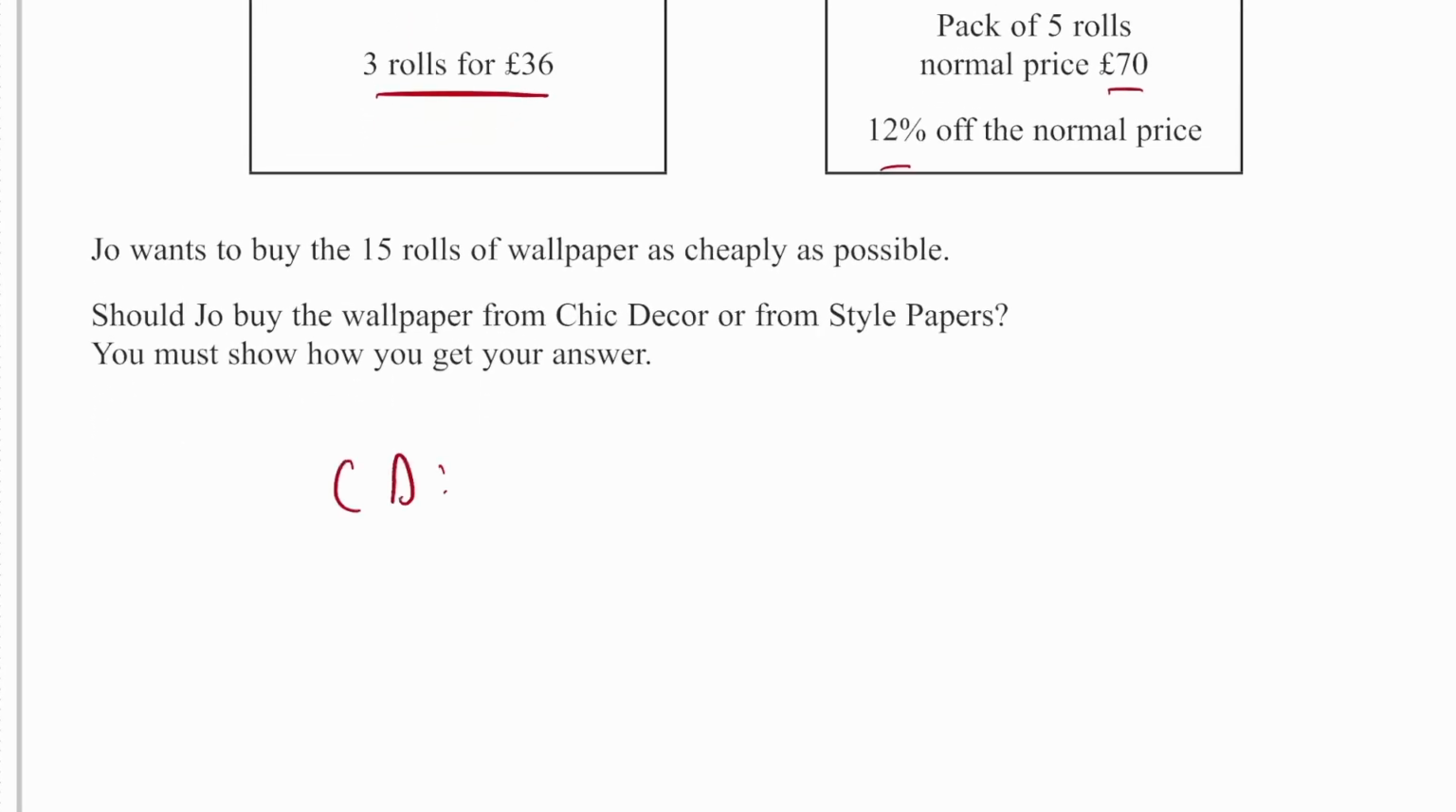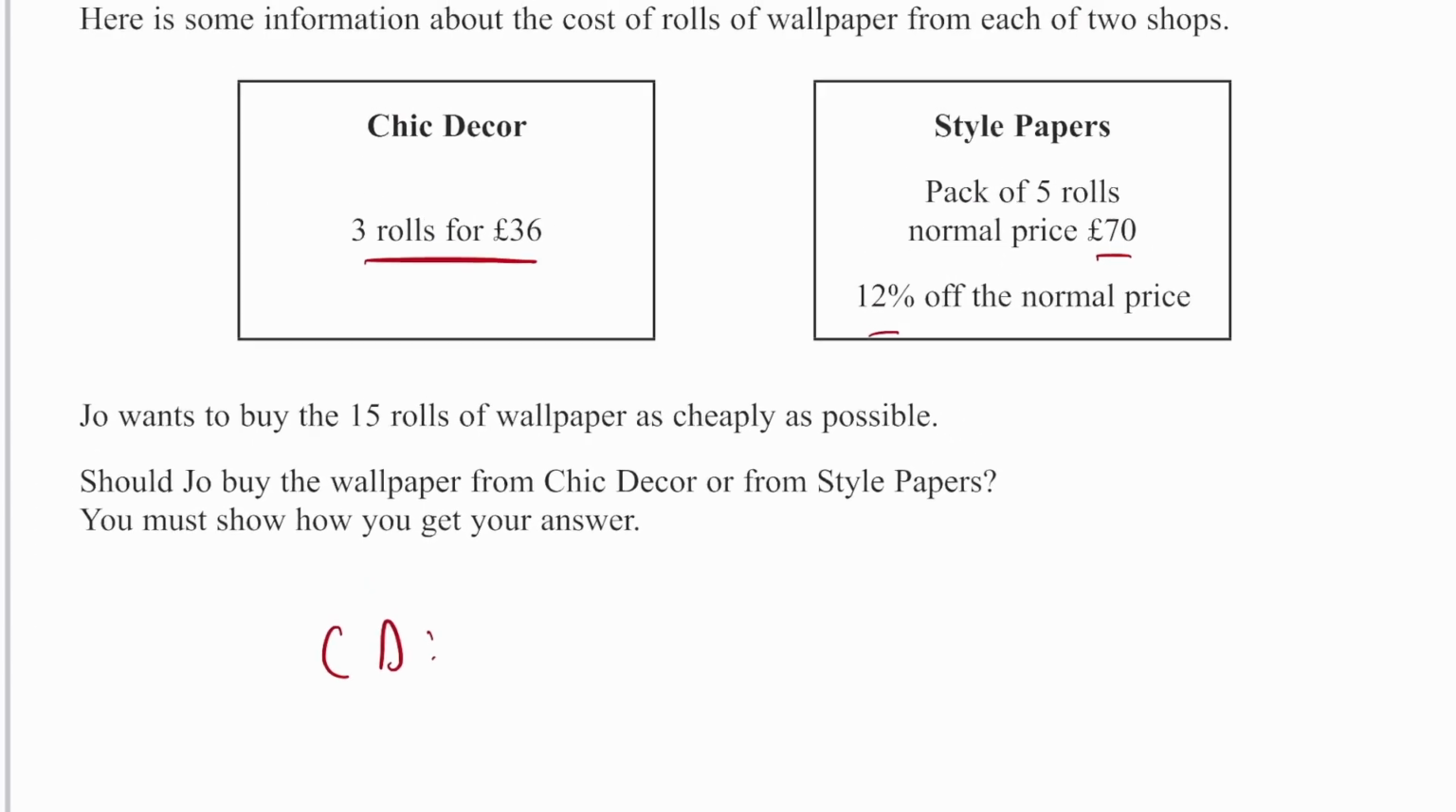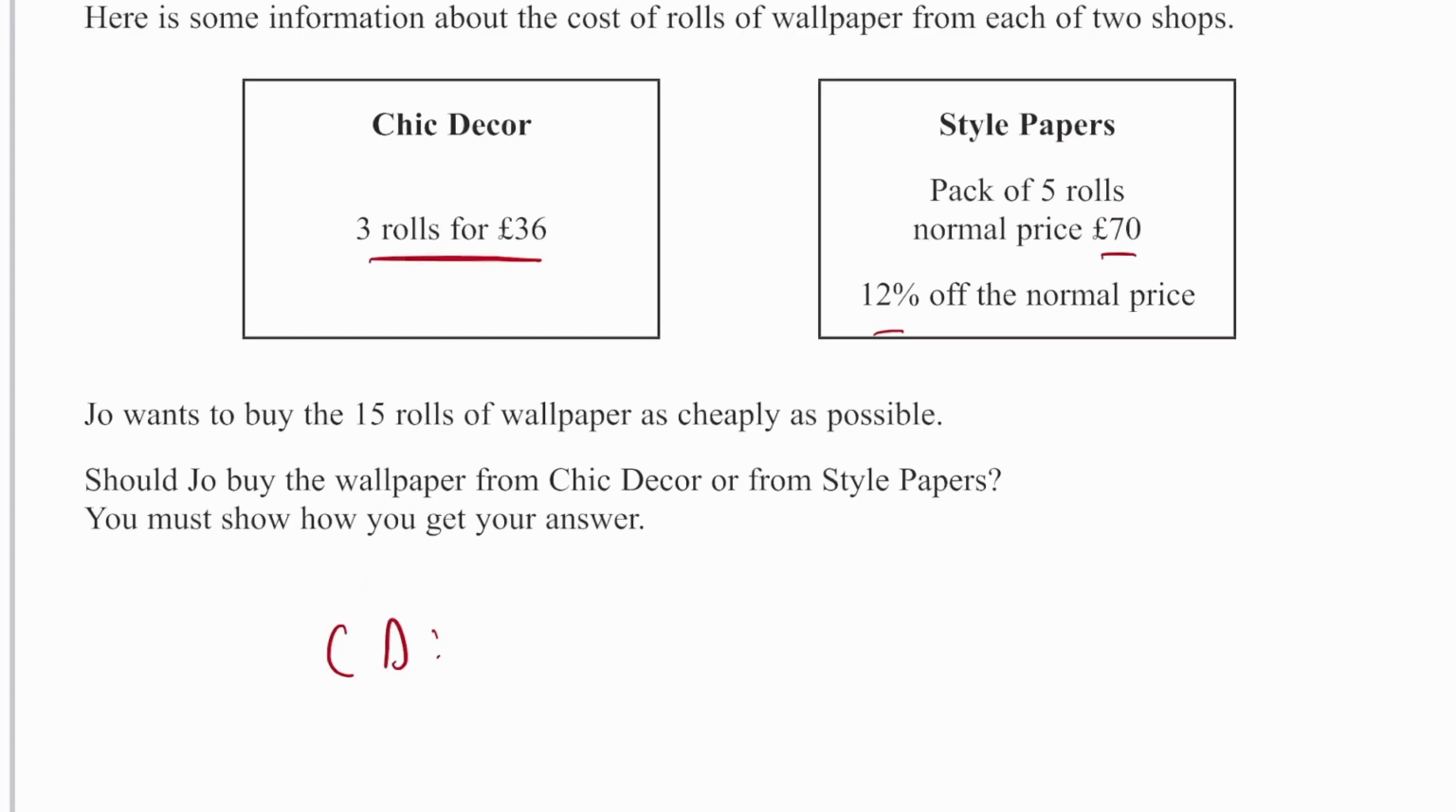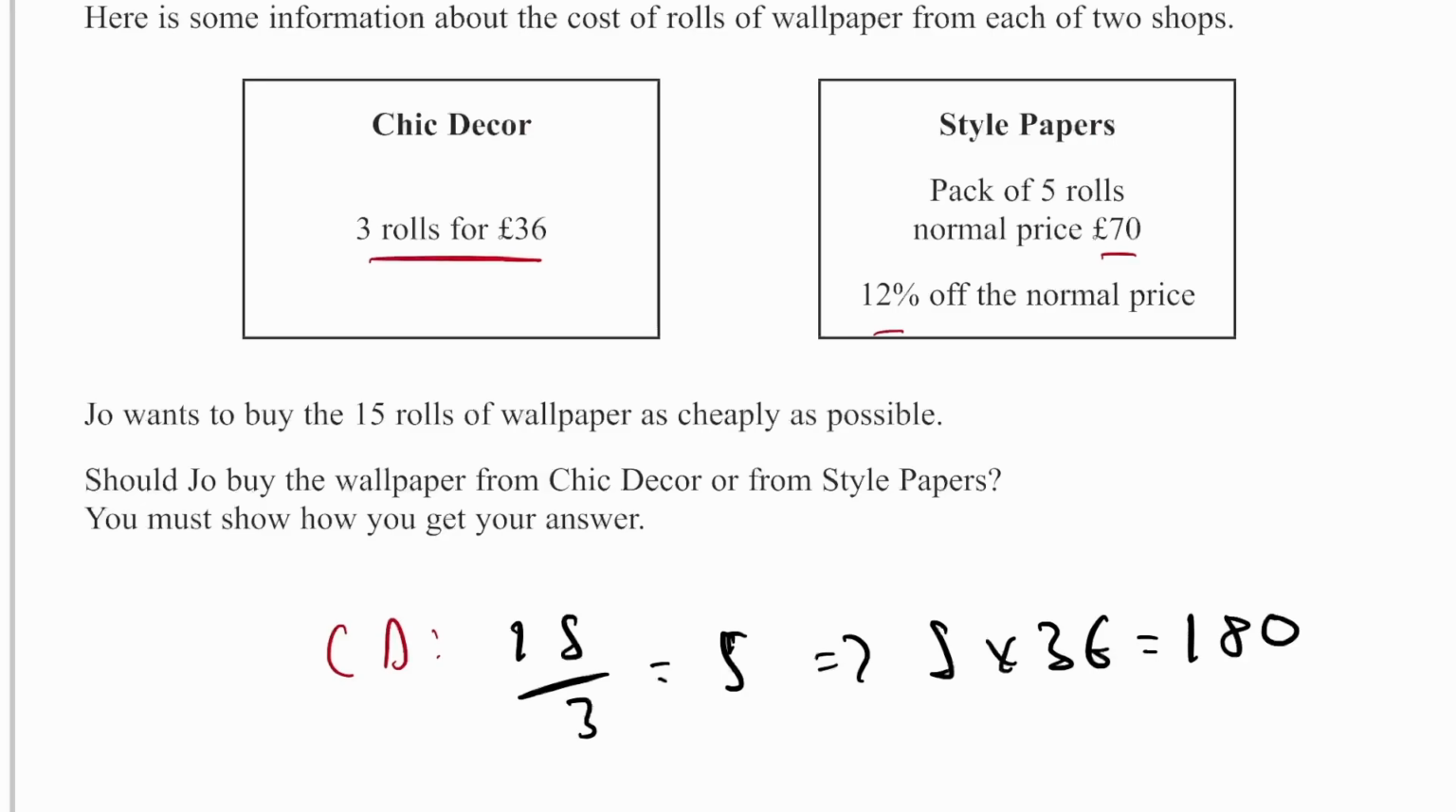So CD, and I'll go back to my black pen for this. So 3 rolls for £36. So she needs a total of 15 rolls, right? So 15 over 3 is going to give you 5. And therefore she needs 5 of these deals, right? So she needs 5 times £36. And that's going to give you £180. Okay, so that's Chic Decor.